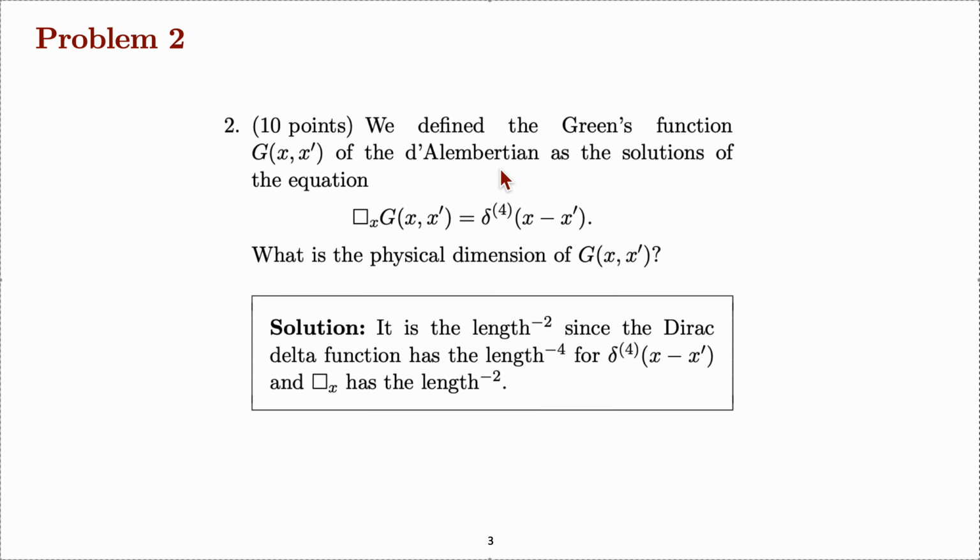Number 2, we define the Green's function of the d'Alembertian operator as the solution of this equation. And this d'Alembertian operator has the physical unit of length^-2 because it's a second order differential. And delta, its power 4, so it's a length^-4. So the Green's function has to have a physical unit of length^-2.